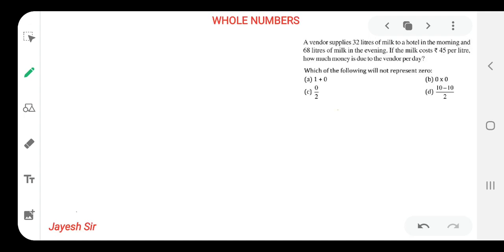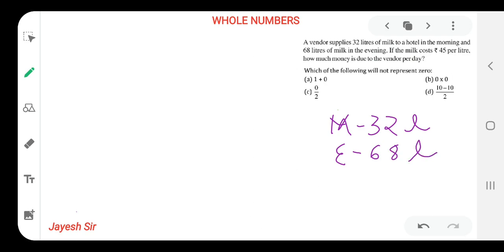So let's begin with the next sum for the day, that is the second problem. A vendor supplies 32 liters of milk to a hotel in the morning. So let me write, in the morning he supplies 32 liters, and 68 liters of milk in the evening. That means evening can be related with E, and 68 liters.